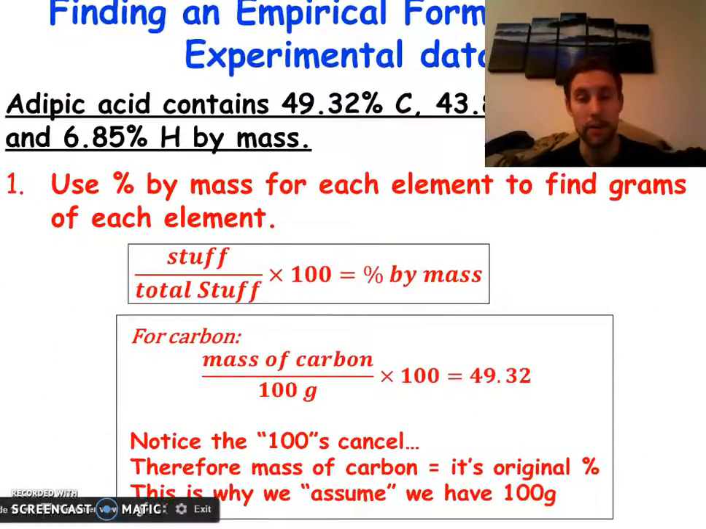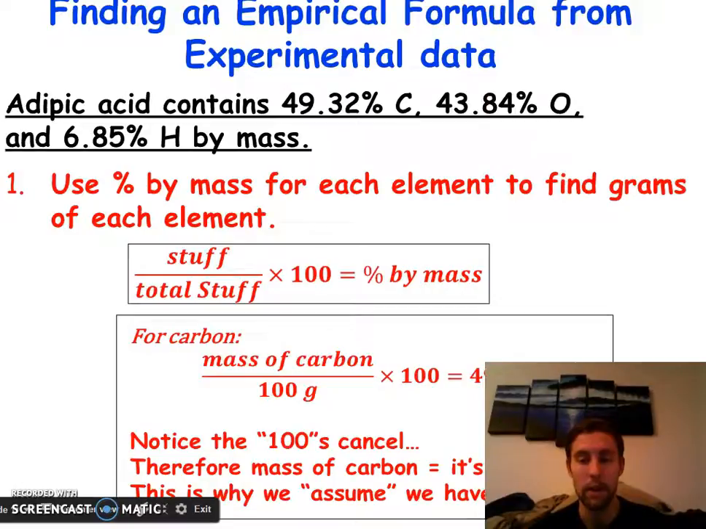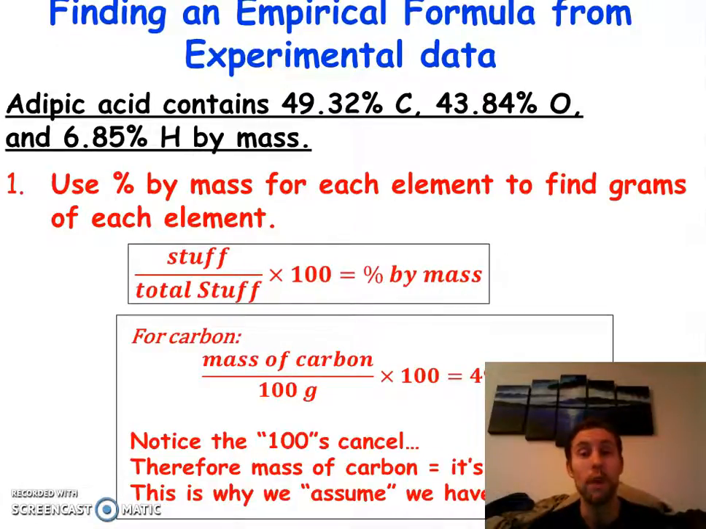It'll be easier here with an example. So let's look at an example. Alright, so the adipic acid example we looked at contains 49.32% carbon, 43.84% oxygen, and about 7% hydrogen. So first step, take those percentages by mass for each element to find grams.